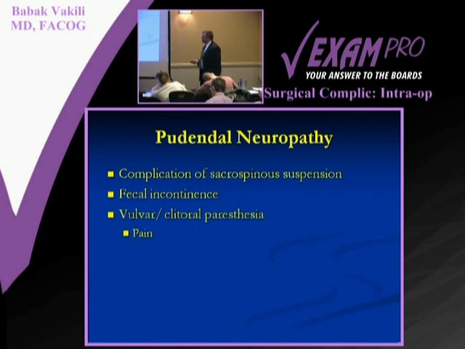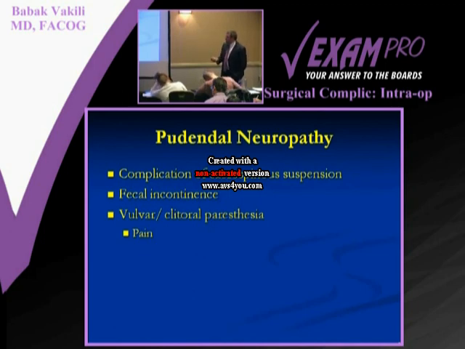Pudendal neuropathy, it's a complication. Really, it's hard to get it with a sacrospinous suspension, but it's doable. Typical symptoms, remember the pudendal nerve innervates the anus, the perineum, the clitoris, okay? So you can get fecal incontinence, you can get vulvar or clitoral paresthesias, and you can get pain, all right? So in your vignette, they'll say patient had a sacrospinous suspension, patient has fecal incontinence. I mean, they're giving you multiple reasons to suspect it. And then the treatment for this, again, is just time, and even pelvic floor physical therapy is a way to manage it.